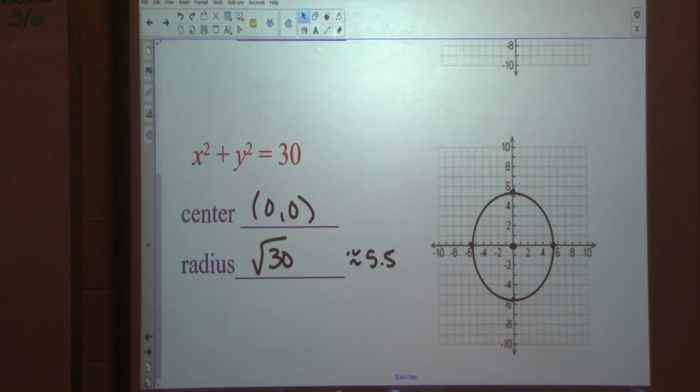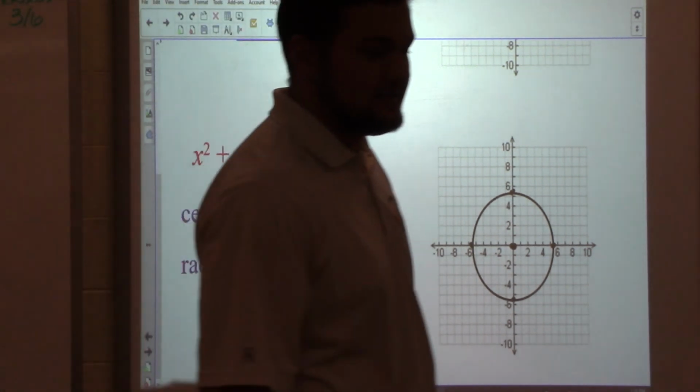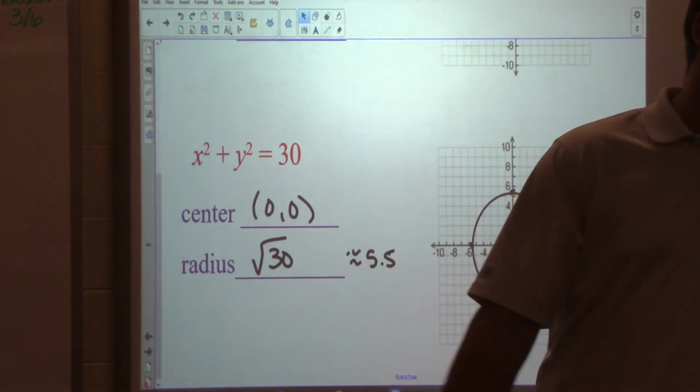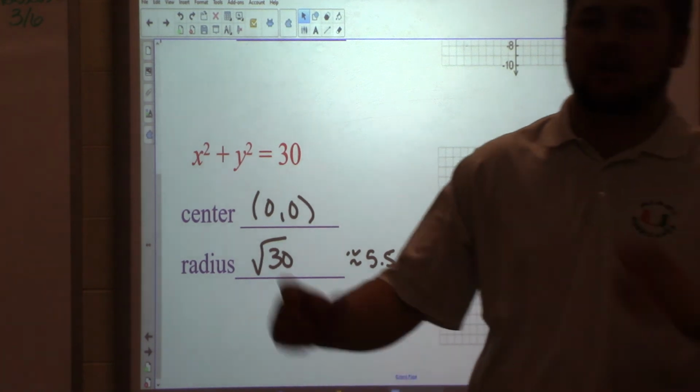Alright. Guys, any questions on what we did today? Alright, then tomorrow we're talking about circles not centered at 0, 0, centered all over the place.